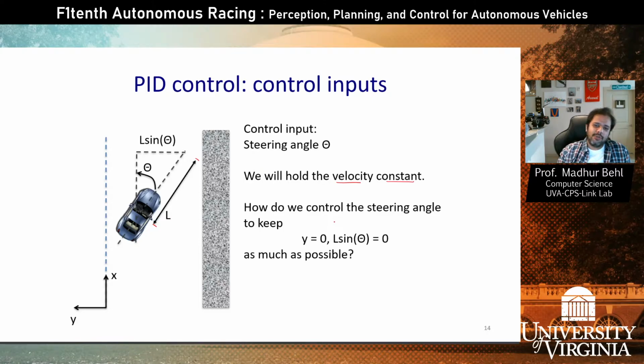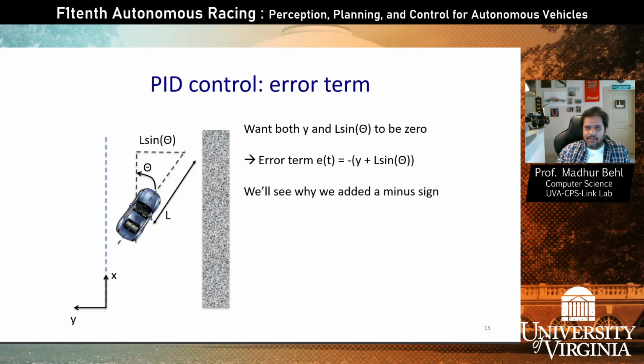So the goal is, how do we control the steering angle, because velocity is constant, so we only have to worry about steering. How do we control the steering angle of our autonomous car so that we can meet both of these objectives? And so here I postulate that the error can be written as the sum of these two components. So we want y to be 0 and L sine phi to be 0, and we add a negative sign in front, which I'll explain in just a second. But you can say we want both of them to be 0, so this is my error term at any given time.